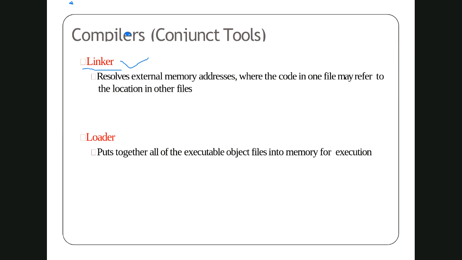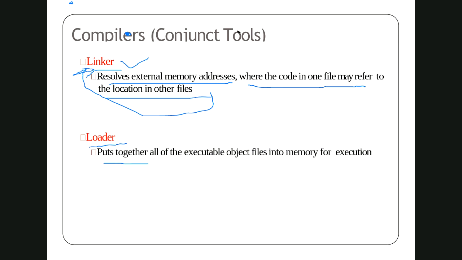The linker resolves external memory addresses, where the code in one file may refer to a location in another file. Then the linker will help to link that file. And what is the loader? If something is demanded from some other location, the loader will load those things, like loading values, and put all the executable files together into memory for execution.